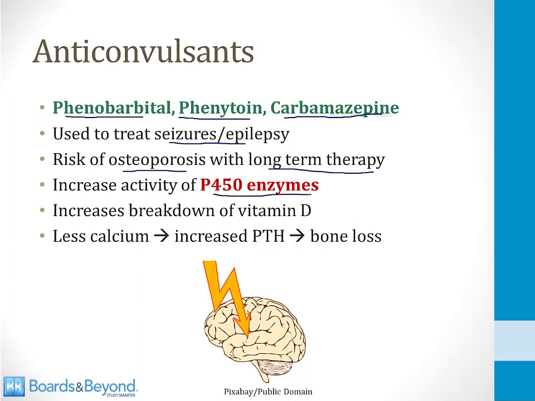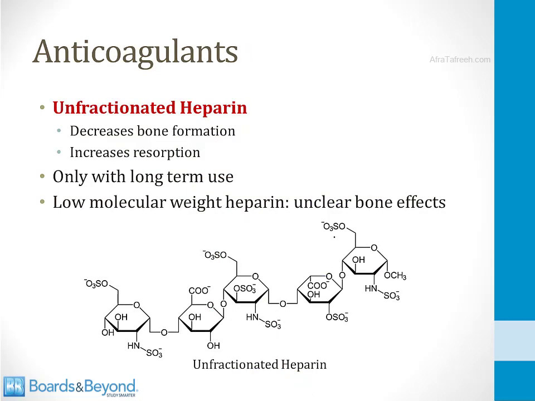The reason these drugs can cause osteoporosis is because they activate or increase the activity of P450 enzymes in the liver. This leads to an increased breakdown of vitamin D, and there is a relative vitamin D deficiency. As a result, the calcium level will become low, and the parathyroid gland will release more PTH. This will normalize the calcium level, but at the expense of bone loss, and that's why these drugs can lead to osteoporosis.